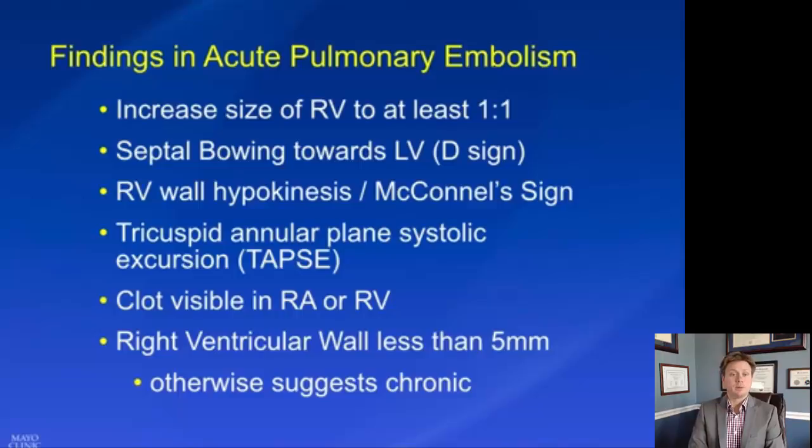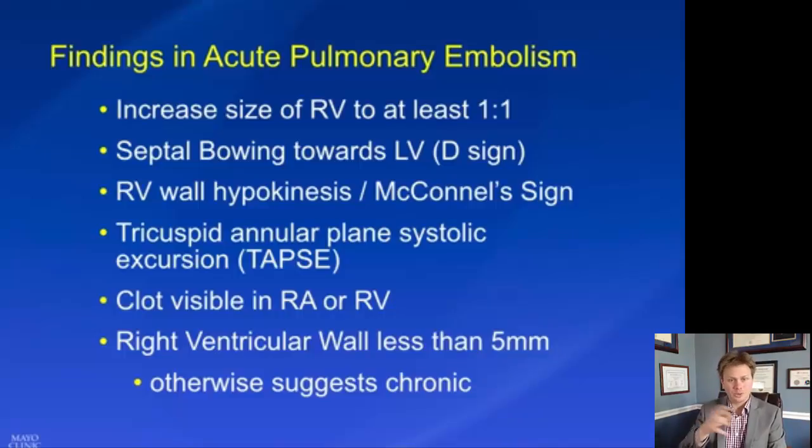We're going to see the septal bowing towards the left ventricle, which you can see both in the apical views and in the parasternal short views, and we commonly refer to this as the D sign. Right ventricular wall hypokinesis with apical sparing is called McConnell's sign. That may come up on boards or on rounds. It is something that is highly specific for pulmonary embolism, but you do not see it very frequently. Occasionally you will actually see a clot within the right atrium or right ventricle itself, and obviously if you see that, that's fairly suggestive.